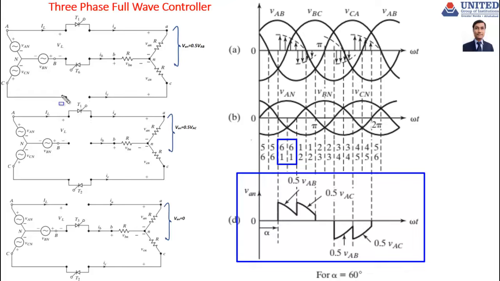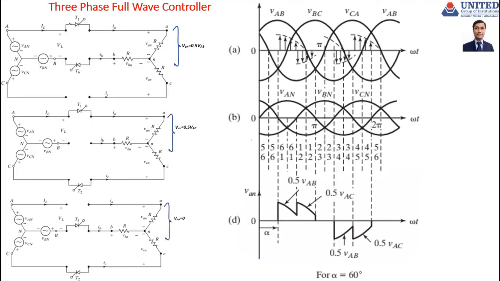Here, when T1 and T6 are conducting, then we see that due to resistive load and balanced load, the output voltage VAN obtained will be equal to half of VAB. So we will draw the output voltage as half of the line voltage AB.